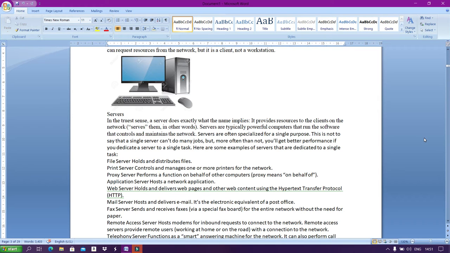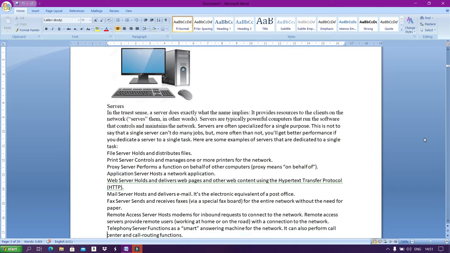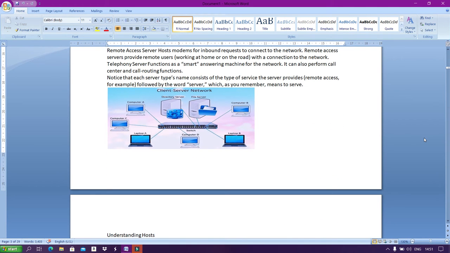Mail server hosts and delivers email, and is the electronic equivalent of a post office. Fax server sends and receives faxes via a special fax port for the entire network without the need for paper. Remote access server hosts modems for inbound requests to connect to the internet. Remote access servers provide remote users working from home or on the road with a connection to the network.